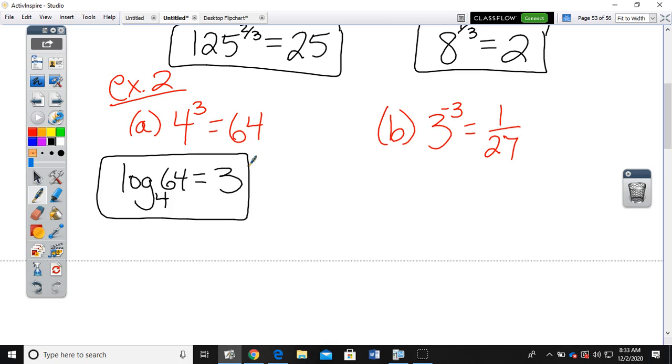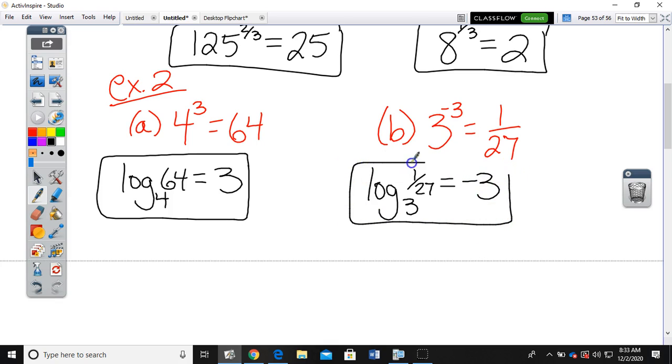Okay, here I'm going to have log. What's my base? 3. It goes down in the basement. Okay, of what? Of 1/27 is going to equal the exponent, -3. Okay? So far, so good?